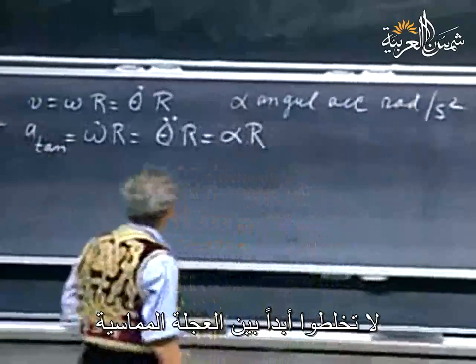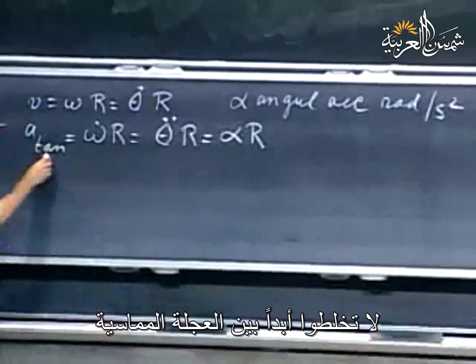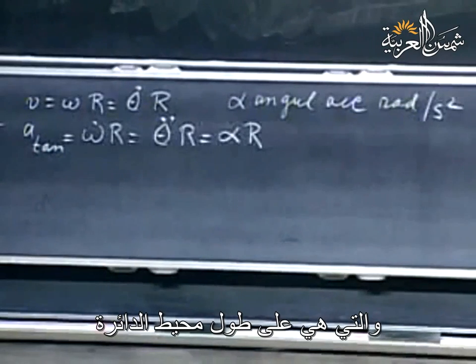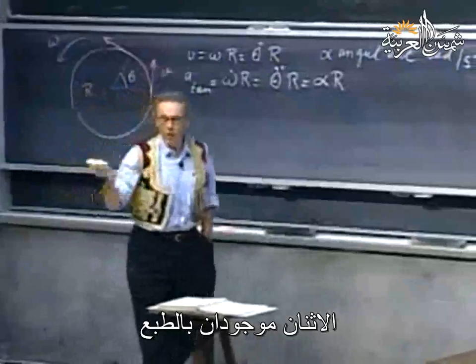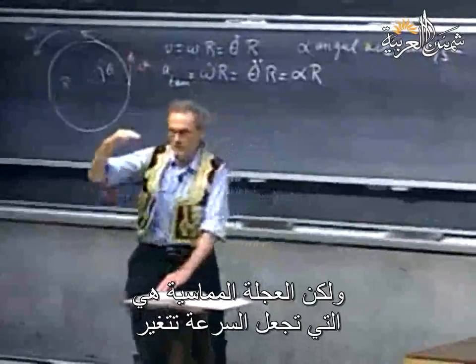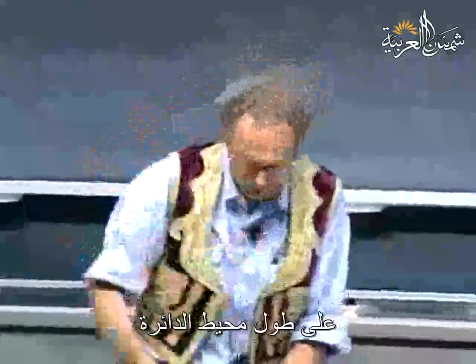Do not confuse ever a tangential acceleration, which is along the circumference, with a centripetal acceleration. The two are both there, of course. This is the one that makes the speed change along the circumference.